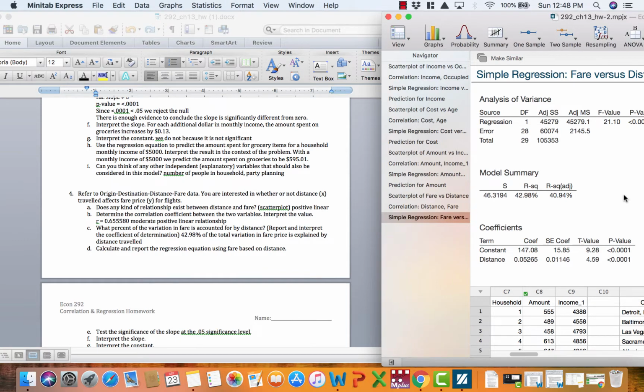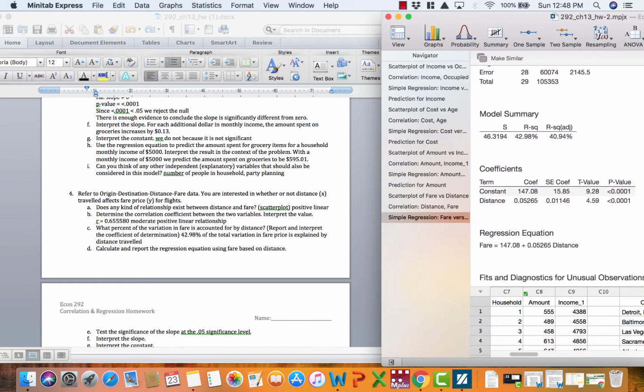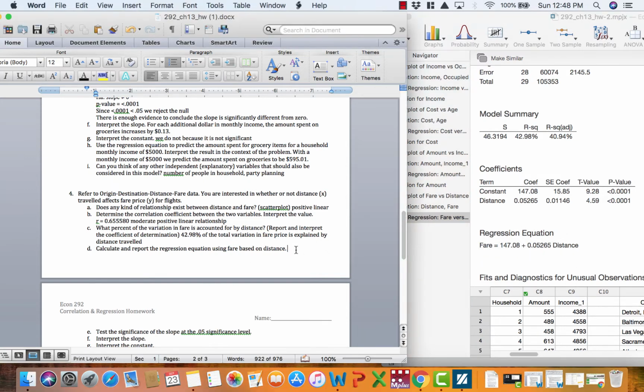All right, calculate and report the regression equation. So we can scroll down a little bit in Minitab and get our regression equation. And so we just want to report that. So we have fare equals 147.08 plus 0.05265 distance.